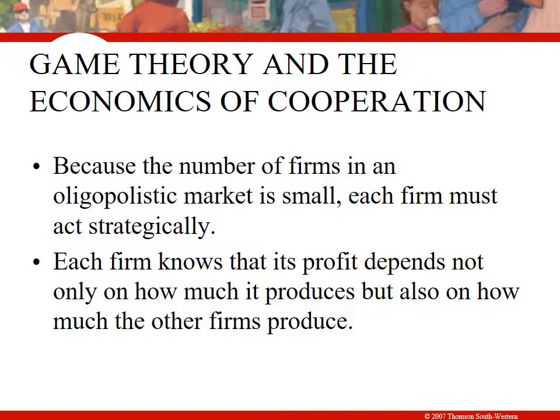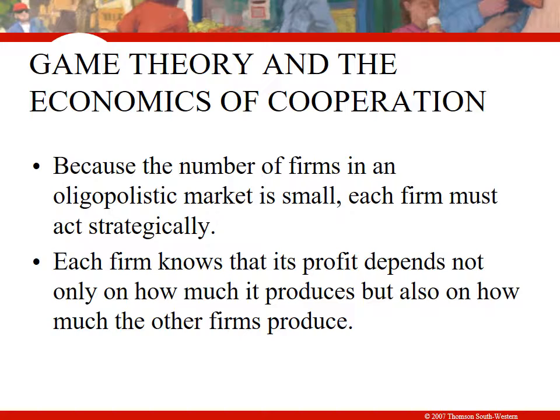Because the number of firms in an oligopoly market is small, they have to know that their profit depends not only on how much it produces, but also how much the other firms produce. So I'm going to pause here just for a moment, and you can continue writing these down if you're taking notes, but I want you just to remind yourself that the goal of a firm, no matter what type of market structure it is, is to maximize profits. We've discussed that already. However, for an oligopoly, they are not solely responsible for their own profits.